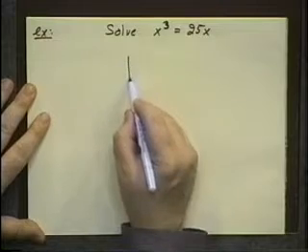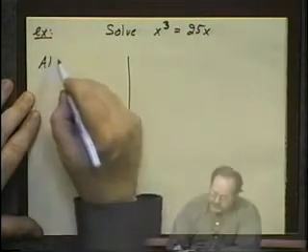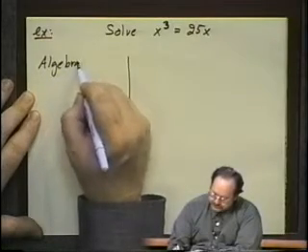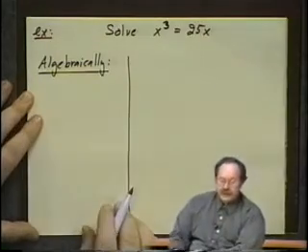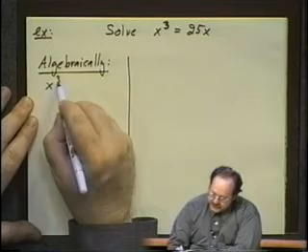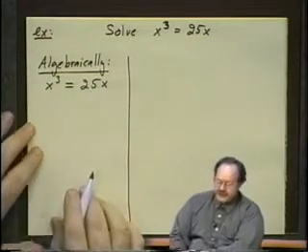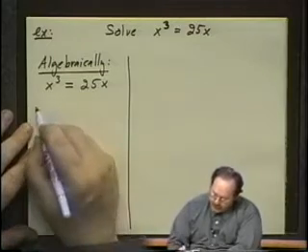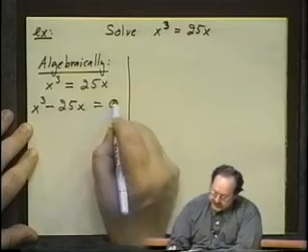Once again, let me split the page up into two parts. On the left, I'll do algebraically. And on the right, I'll do graphically. Now, algebraically, I'll do the same procedure as I did before, but now I have experience behind me. X cubed equal 25x. I will put everything on the left. X cubed minus 25x is 0.